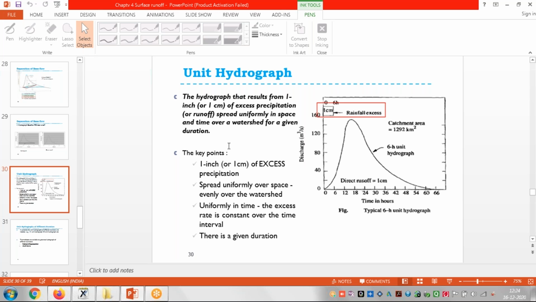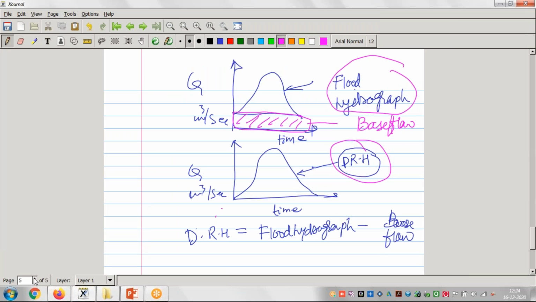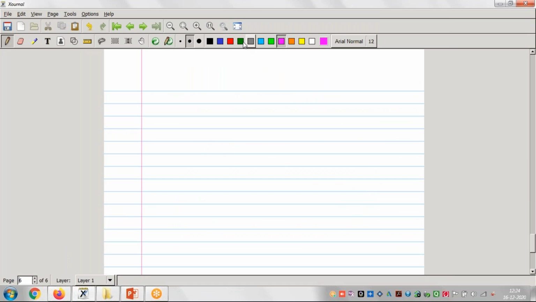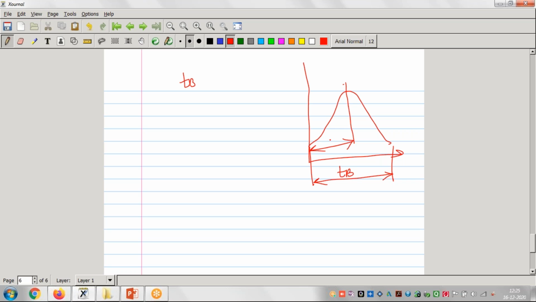Now I want to explain some more things, so I will stop here. See, one thing you should remember, this TB we have already seen. If this is our hydrograph, it starts from here. From here to here, this is the base period, and it is denoted by TB, right? Here, this is our TP or TPK, that is the time to peak, right? This is QP.